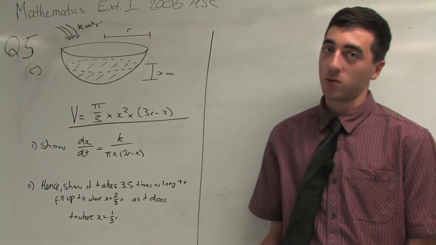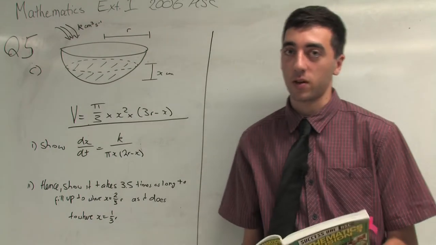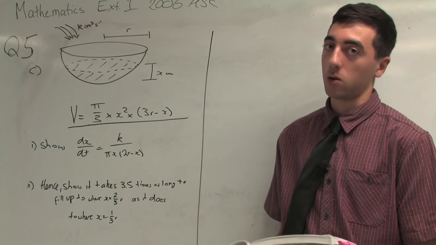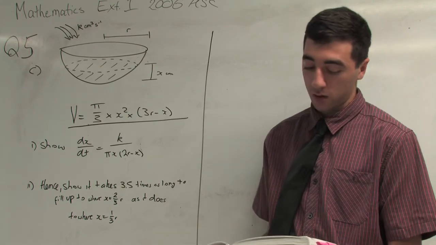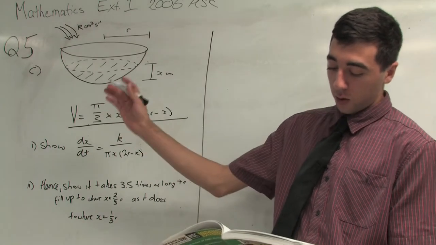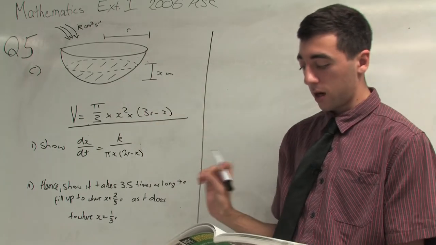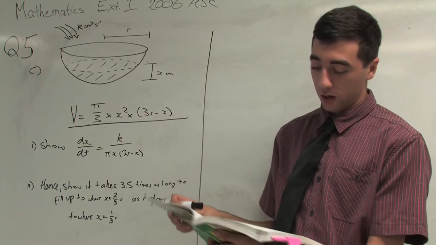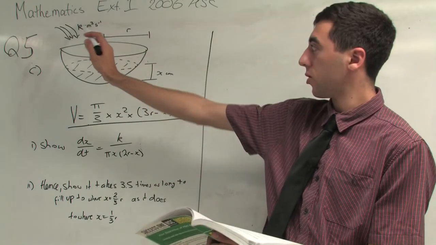So now we're going to be doing question 5c, and this is a physical application of calculus question, also linked with the chain rule. So I'll read the question out for you guys. A hemispherical bowl of radius r centimeters is initially empty. Water is poured into it at a constant rate of k centimeters cubed per minute.